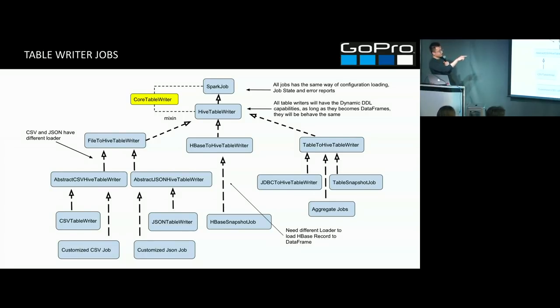And like I said in the previous slide, we have three main sources. One is from file to Hive table writer. One is from HBase to Hive table. The other one is from table to table. We mainly support CSV and JSON in our framework because this is what we need, but we can grow when there is a new data format. The HBase table is mainly for a snapshot because we keep the state, so we need a snapshot of the data. We ingest a snapshot into our Hive table. And the table to Hive table writer mainly consists of JDBC to Hive table writer and table snapshot, and also some aggregation jobs because sometimes you want to create a derived table from a Hive table.